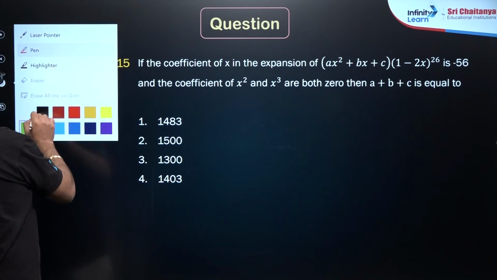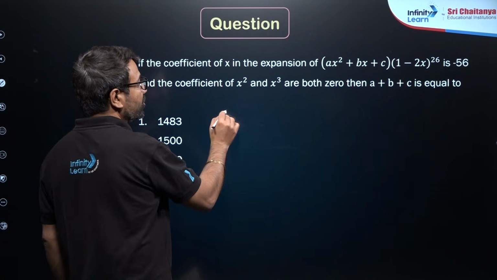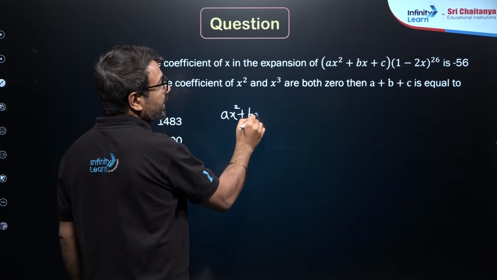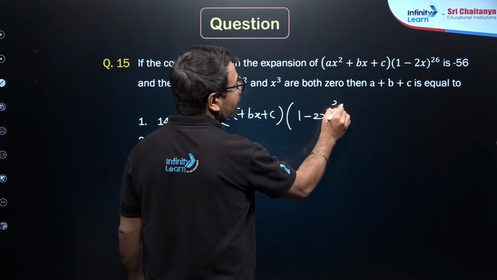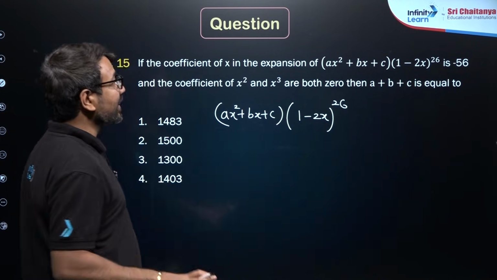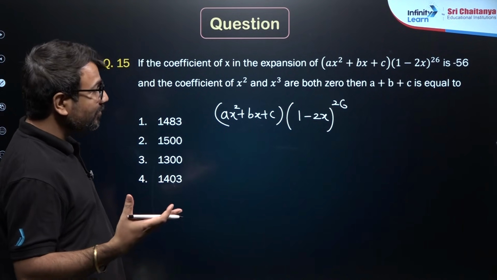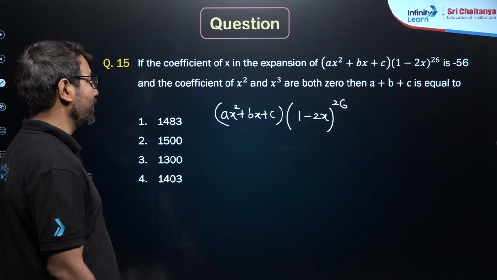Next, if the coefficient of x in the expansion of (ax square plus bx plus c) multiplied by (1 minus 2x) raised to the power 26 is minus 56. So how will you find the coefficient of x? I'll tell you with that.